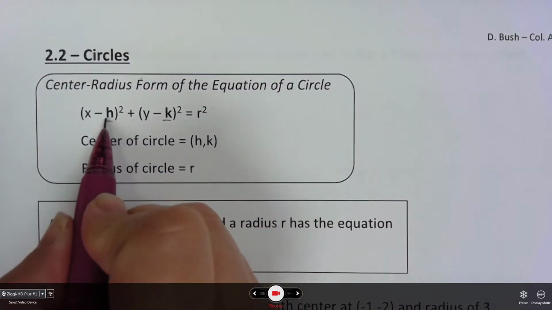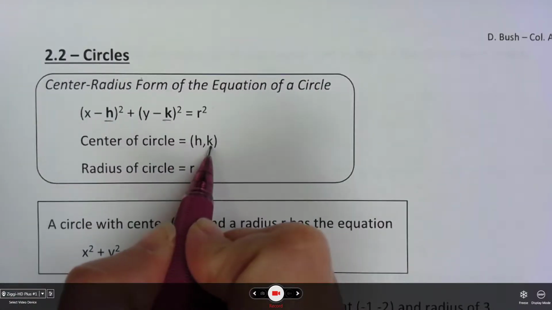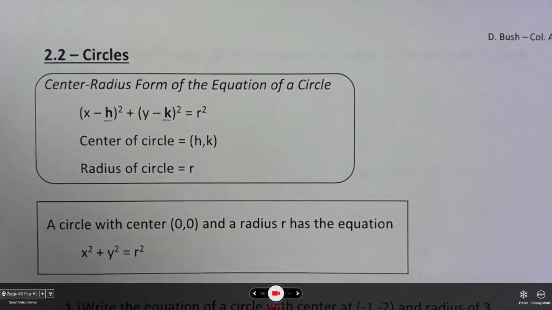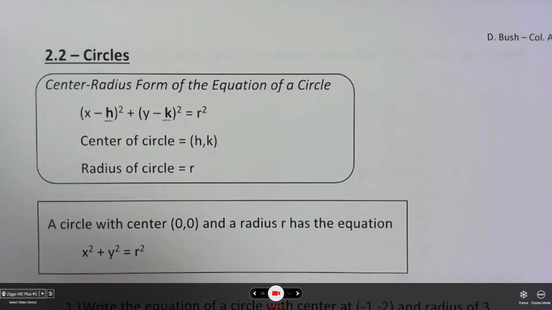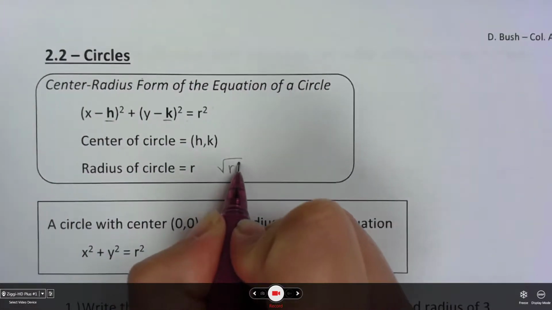The h is always being subtracted from the x. The k is always being subtracted from the y. h and k are numbers, and they're going to be our coordinates for the center of our circle. The radius of the circle comes from taking the square root of r squared.